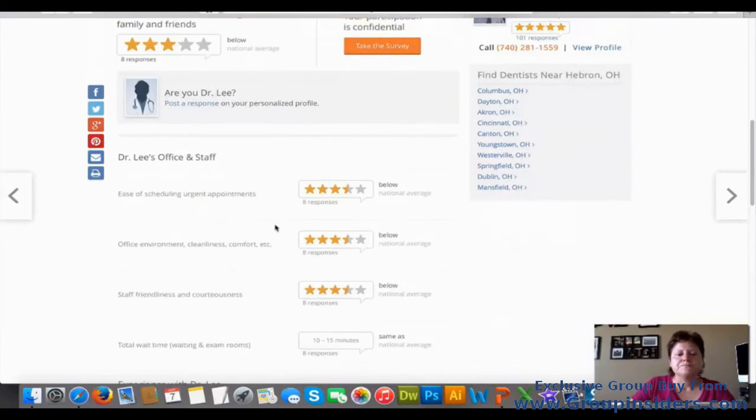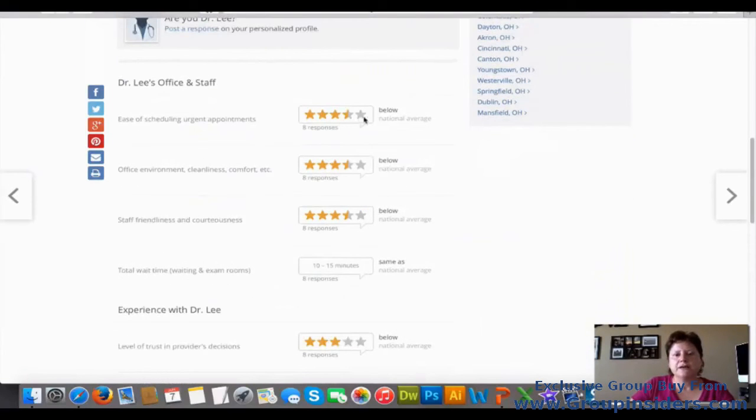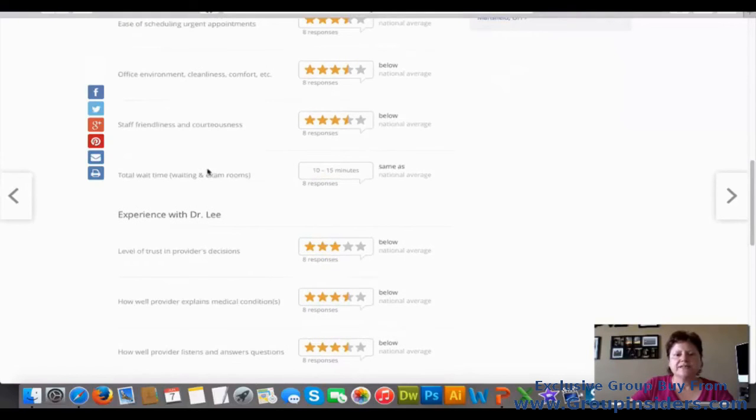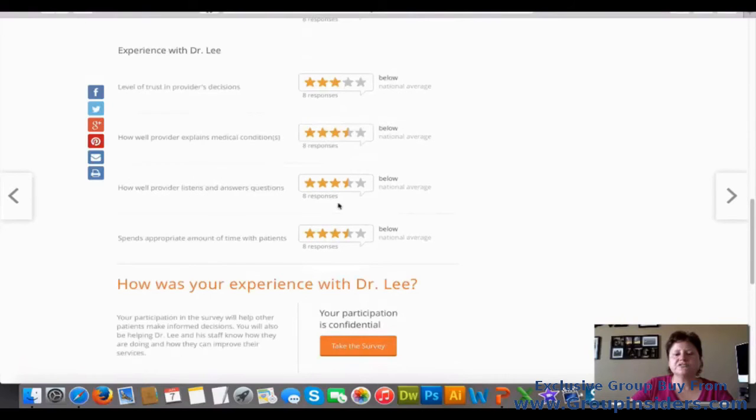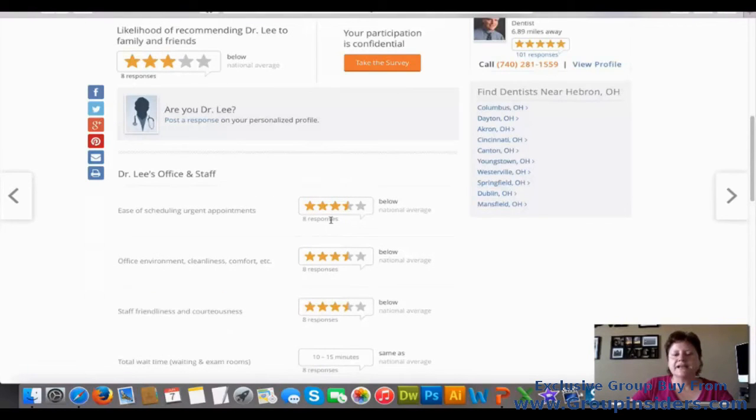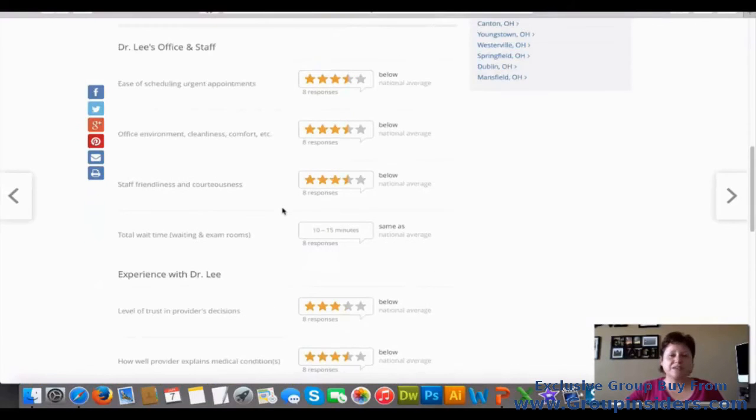So you want to go out here and see what are they ranking them on. So ease of scheduling urgent appointments, 3.5. Office environment, 3.5, etc. Total wait time, 10 to 15 minutes, which is probably same as national average, no big deal. Level of trust in provider's decision, 3, that's bad. So we're noticing just a lot of 3.5 and 3 stars. That's something out of 8 responses that we need to be really paying attention to, because on a site like this, notice there's no comments, there's no names, there's no people. We can't dispute it. Anyone can put these types of ratings out there. You don't even need an account on Health Grades to do so.